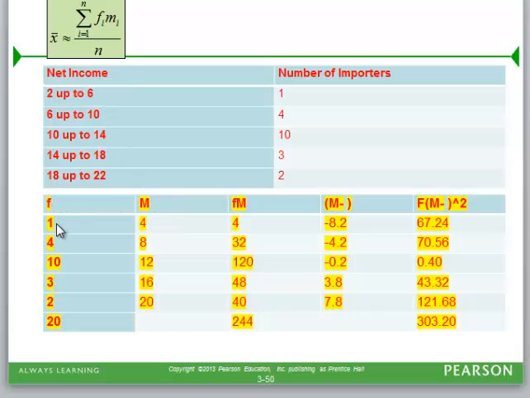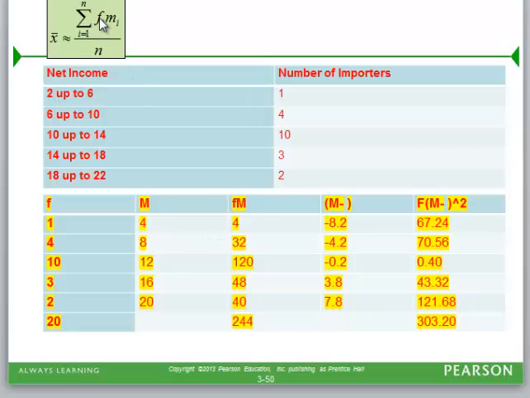That's what I listed here. The frequencies are 1, 4, 10, 3, and 2, right? The midpoint for the first class is 4. The midpoint for the second class is 8, found by 6 plus 10 divided by 2. The midpoint is 12 for the third class, found by 10 plus 14 divided by 2, and we get 16 from 14 plus 18 divided by 2. And the last one, 18 plus 22 divided by 2, gives 20, the midpoint for each class, and the frequency for each class.